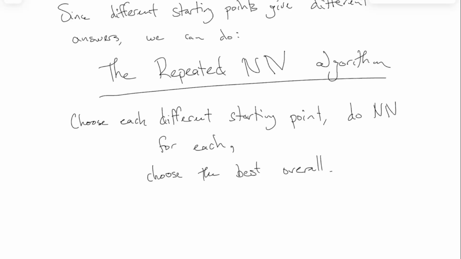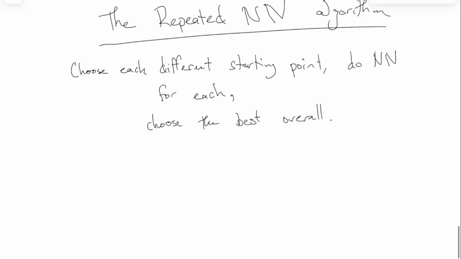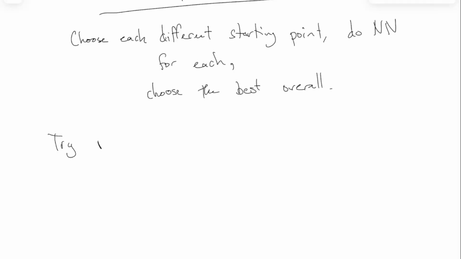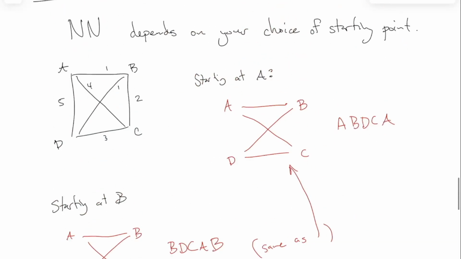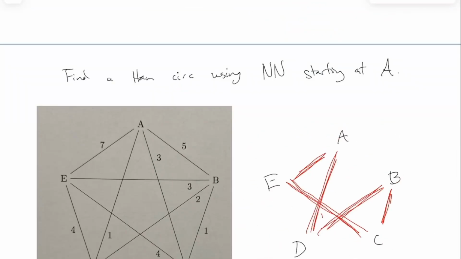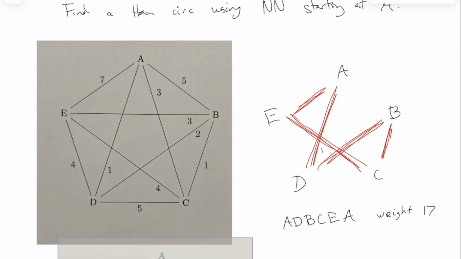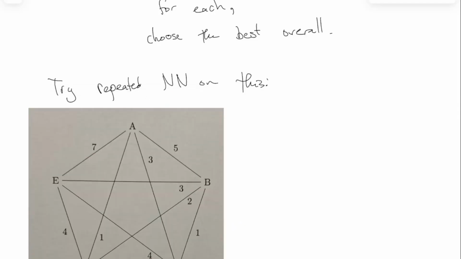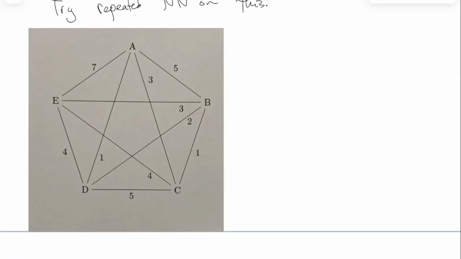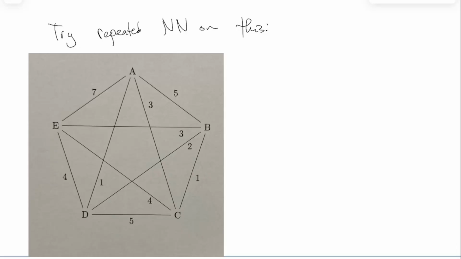All right, so let's try that on the back side of this paper that I handed out before. Let's try the repeated nearest neighbor on this one. I'm going to try and copy it from here. So that means you do the nearest neighbor several times with each different starting point.